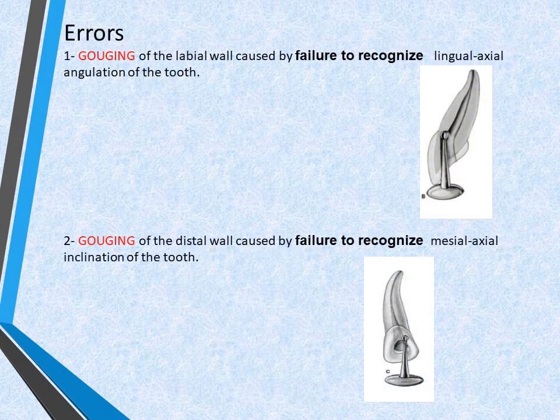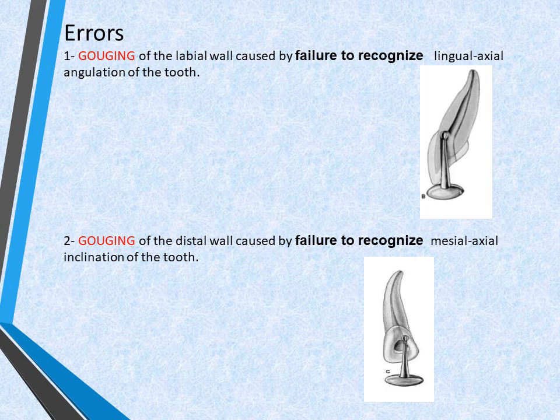Now, what are the errors you can come across when you are doing the access opening, especially for the maxillary anteriors? The first is the gouging of the labial wall. You can actually see the error in the first radiograph. This is because you have not taken into consideration the lingual axial angulation, or the tilt of the tooth linguoaxially. So in such cases you will cause gouging or perforation of the labial wall.